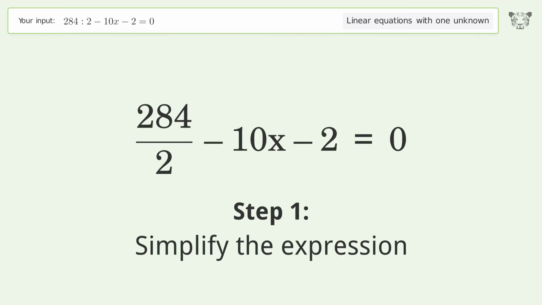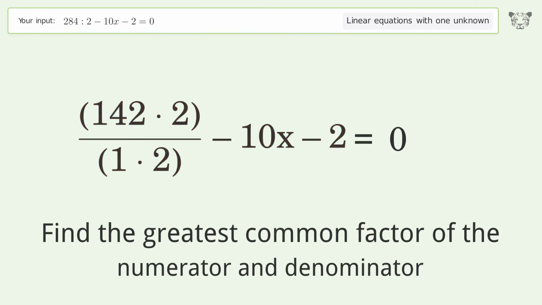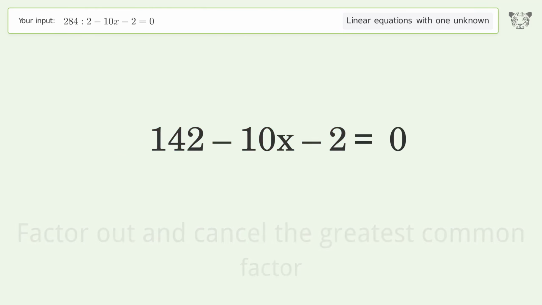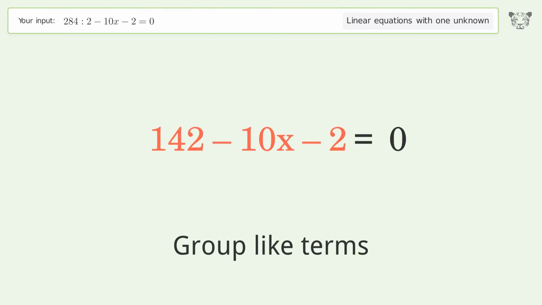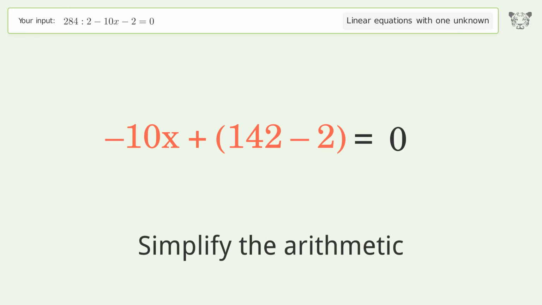Simplify the expression. Find the greatest common factor of the numerator and denominator. Factor out and cancel the greatest common factor. Group like terms. Simplify the arithmetic.